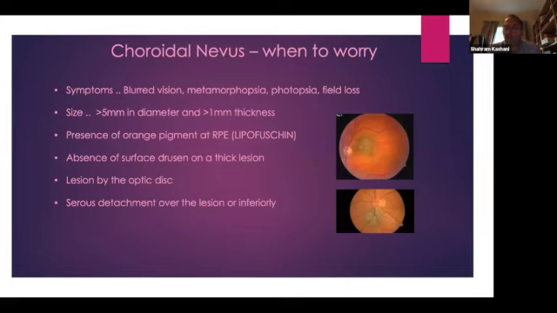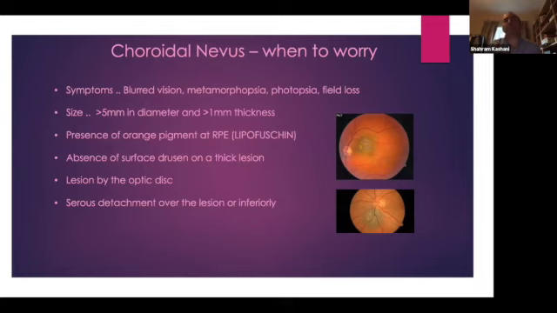Interestingly, actually, absence of drusen in a nevus should also make you concerned. So normally you expect to see these secondary changes such as drusen. So if they don't have drusen, that should make you suspicious as well. Lesion by the disc. And obviously we've also mentioned any serous detachment from the lesion. So an atypical nevus is a nevus that is symptomatic, that's got lipofuscin, that's large and thick in diameter and size, that has got subretinal fluid over it, or if it's by the disc. Those things would make me think that it is something that needs to be looked at.